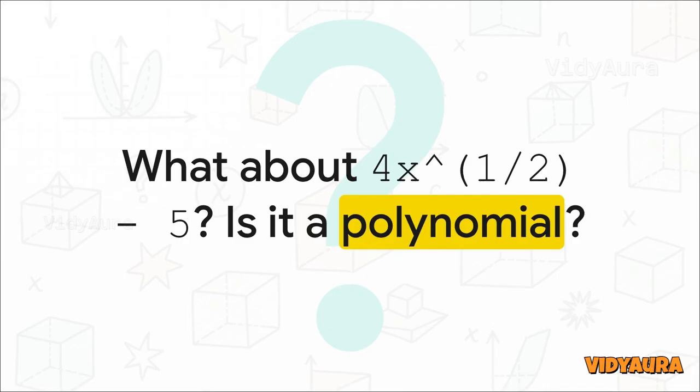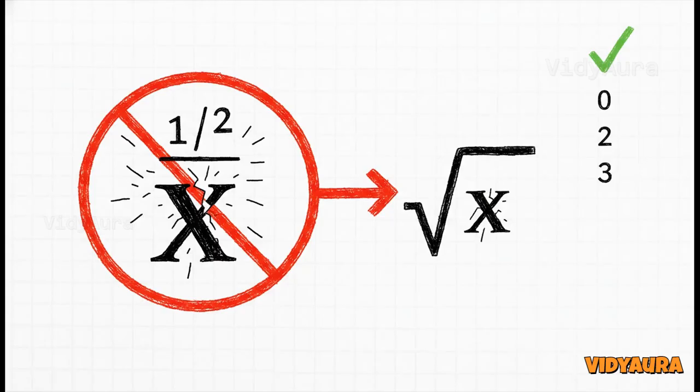Okay, let's try one more. How about this one? Is 4x to the 1/2 minus 5 a polynomial? Again, all eyes on that exponent. Nope, this one's out too. An exponent of 1/2 is really just another way of writing the square root. And since fractions aren't integers, this doesn't make the cut. So the big takeaway here is the exponents have to be clean, whole numbers, period.